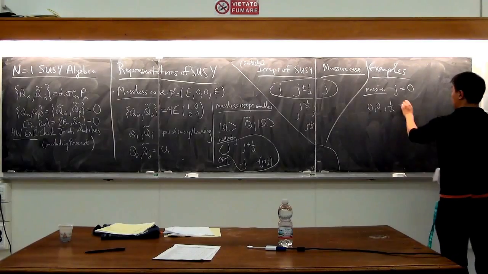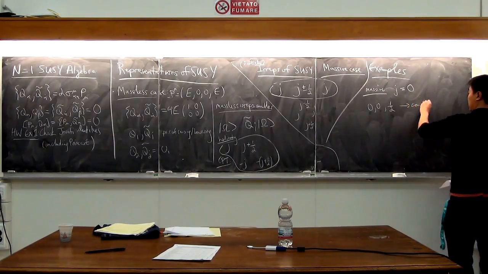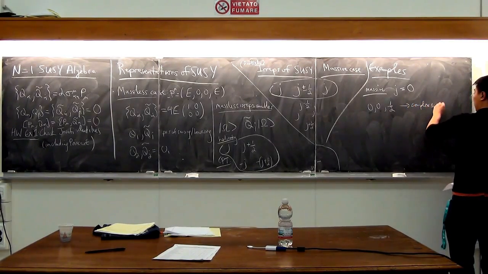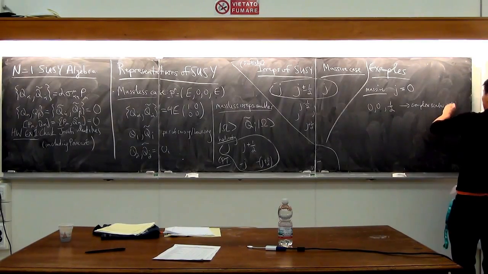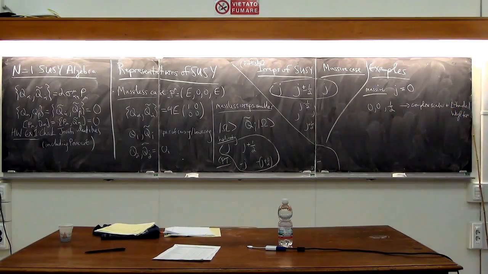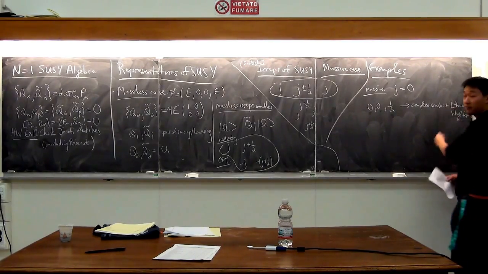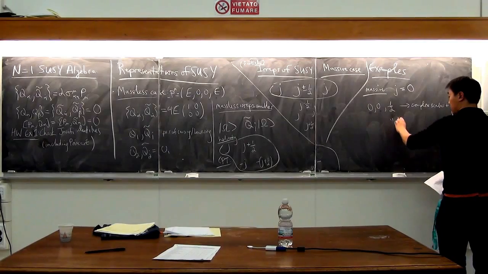So this is a complex scalar plus a left-handed Weyl fermion. Or it could be a right-handed Weyl fermion. And if it's a left-handed Weyl fermion, then we call this a chiral multiplet.